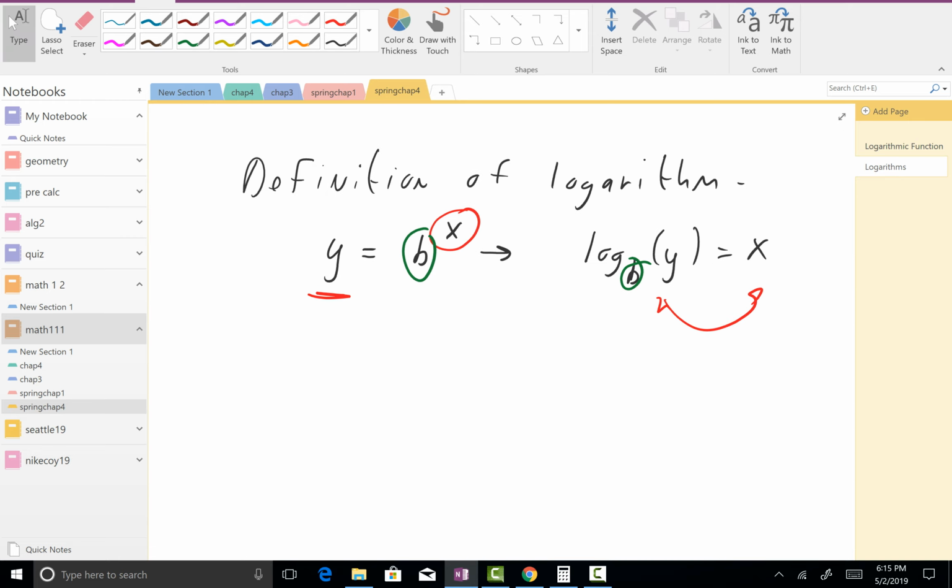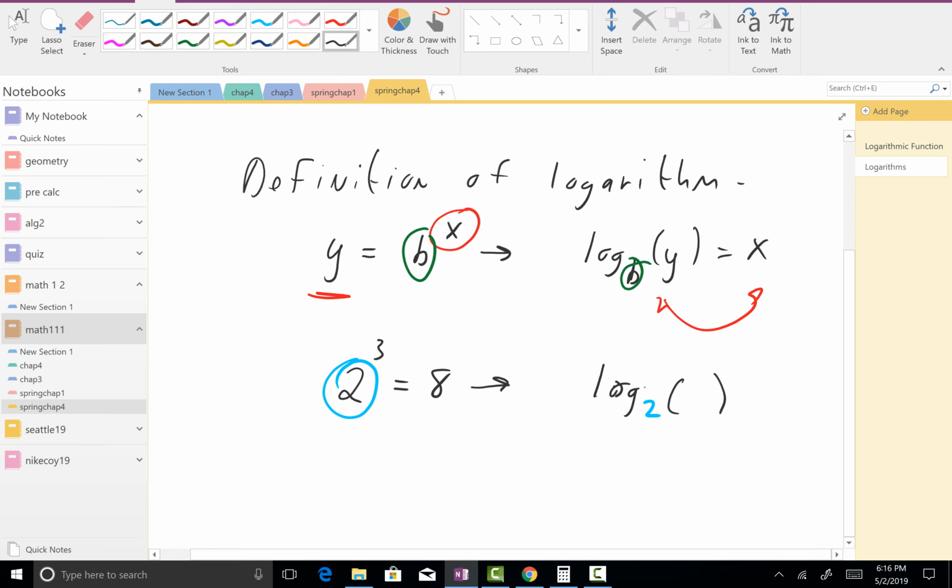So let's play around with some number things here. So let's say we have 2 to the third, and we know that's 8. All right? So that's an exponential equation, exponential representation. If we go to a log, that's going to be the log, and this is going to be my base right here. So that 2 is going to go there. Okay? Then, domain and range switch. So the 8 becomes my input, and that becomes my output.